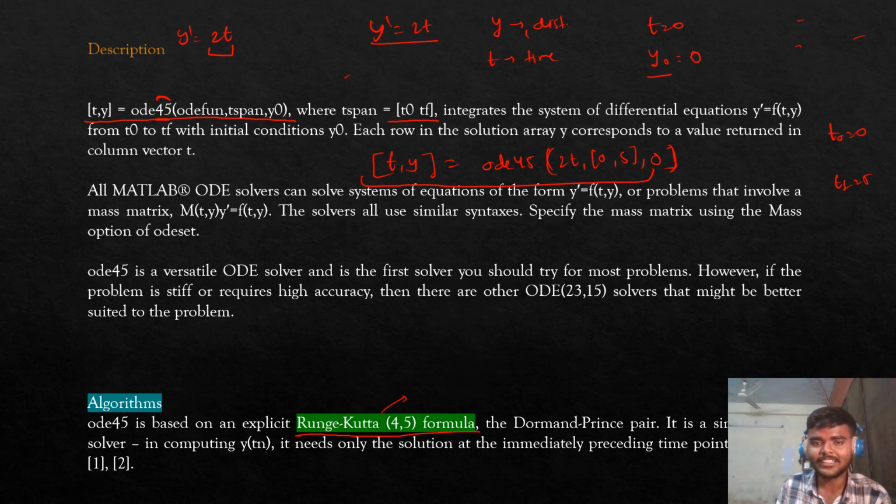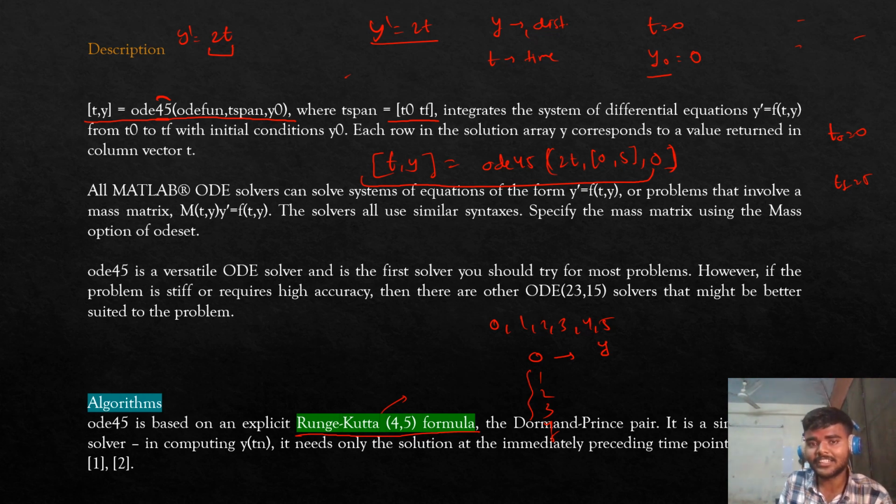So we can see each row in the solution array. It is telling that each row in the solution array y corresponds to a value returned in the column vector t. So for a column vector t, meaning 0, 1, 2, 3, 4, 5, for every value, this code will calculate y. So it is like that, 1, 2, 3, 4, 5. For every value, this will integrate and then will calculate the value of y.